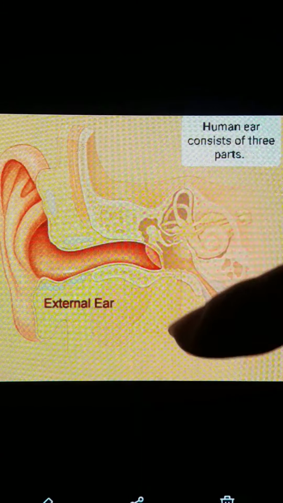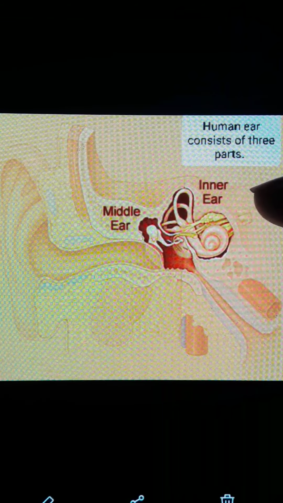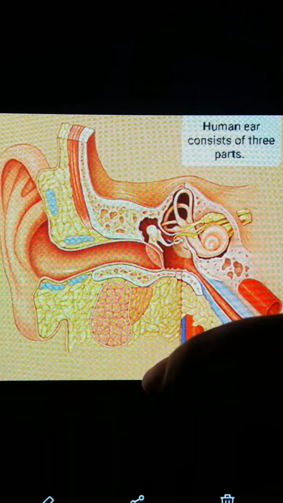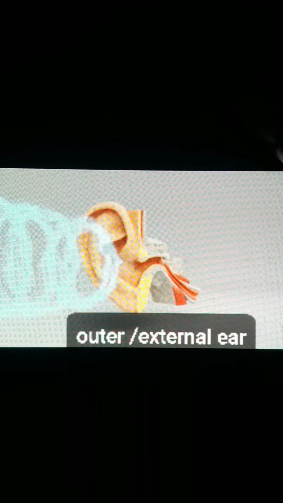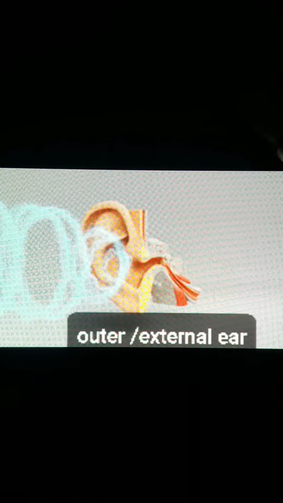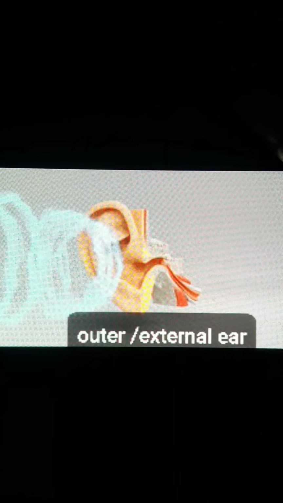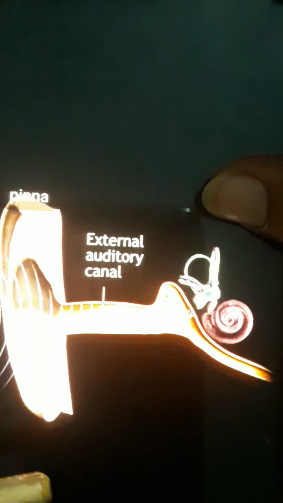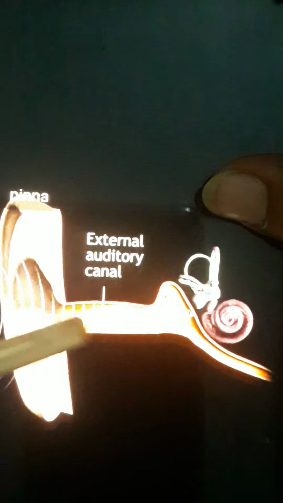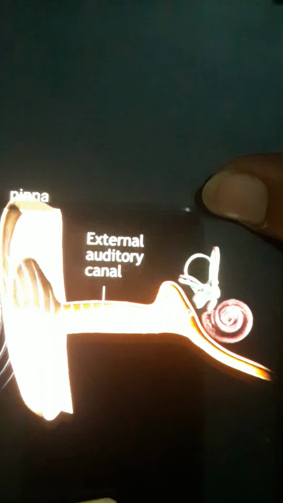Dear students, the human ear consists of three main parts: external ear, middle ear, and inner ear. External ear can be called outer ear as well. First we are going to discuss the outer or external part of the ear, which catches the sound. As you can see, this is the outer part of the ear, and this is called the pinna. The other part, this long canal, is called the external auditory canal.